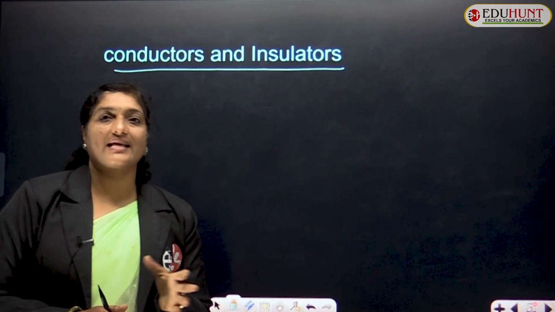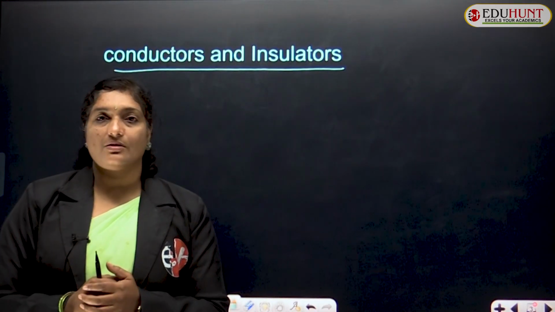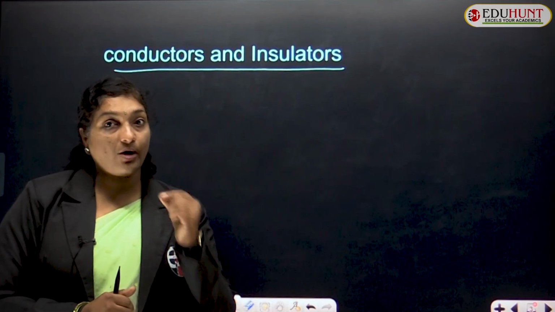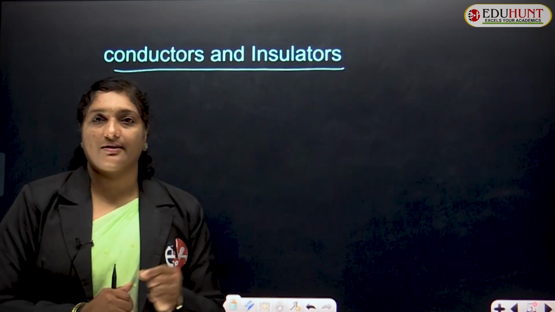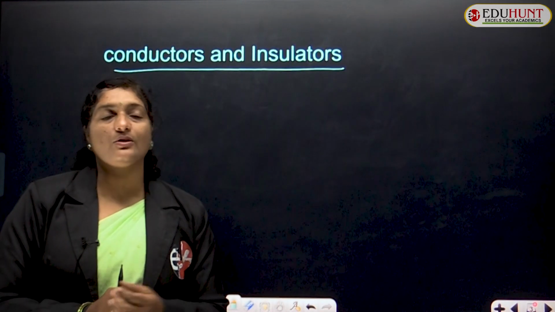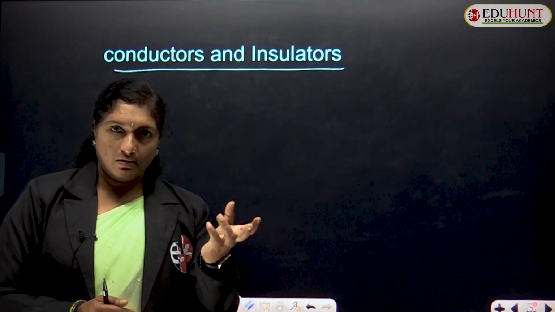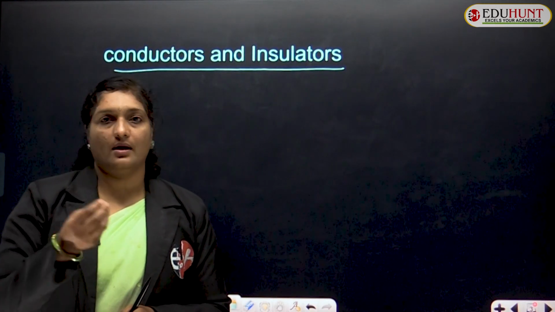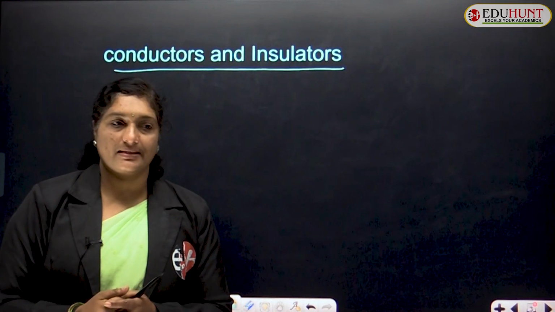Some good examples of conductors are metals. Almost all metals conduct electricity, but among metals, silver is the best conductor of electric current. But as we know, silver is a precious metal, a costly material. So instead of silver, we replace it with copper or aluminum for conducting electricity.